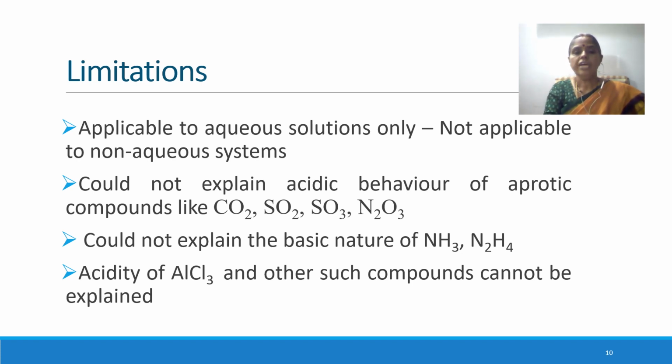For example, CO2, SO2, SO3, N2O3, all these are acidic oxides. We know these are the acidic oxides. But you can see obviously here none of them is having a proton. Similarly, it could not explain the basic nature of NH3 and N2H4, that is hydrazine, because both these compounds do not contain an OH in their molecular structure, or in their molecular composition they do not have an OH, but still we know that they are the bases. Similarly, this theory could not explain the acidity of aluminum chloride and other such compounds. So, in order to address these limitations, the next theory has been proposed, which is the Bronsted-Lowry theory.